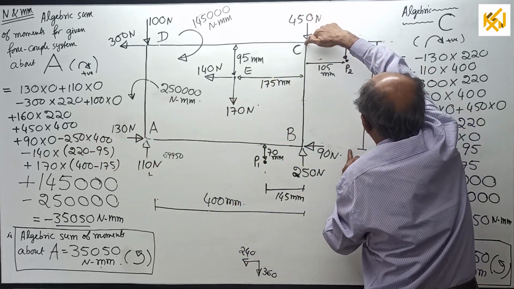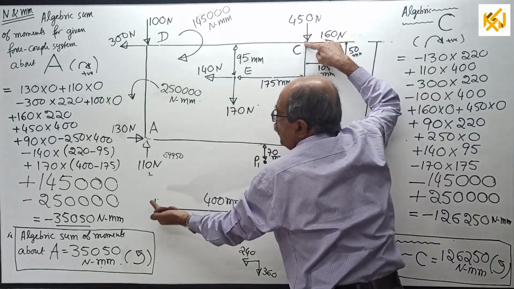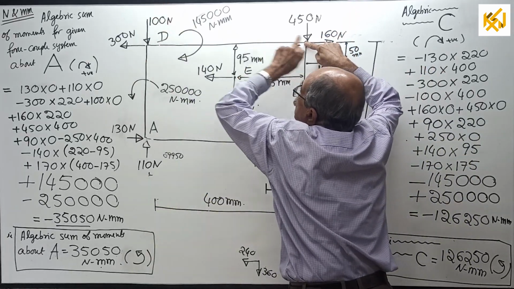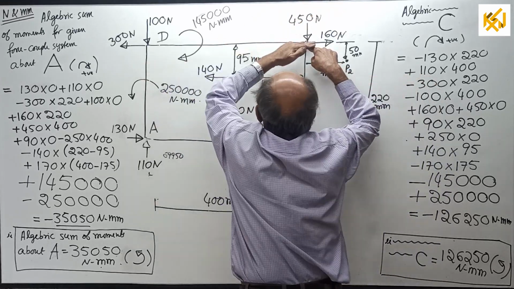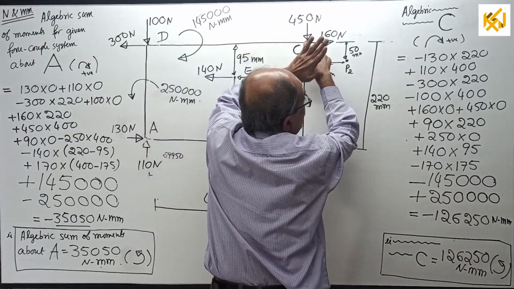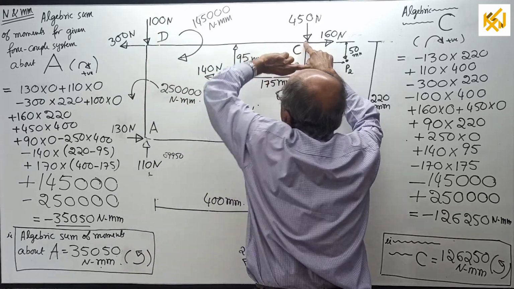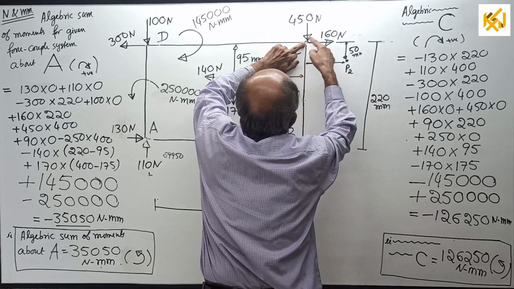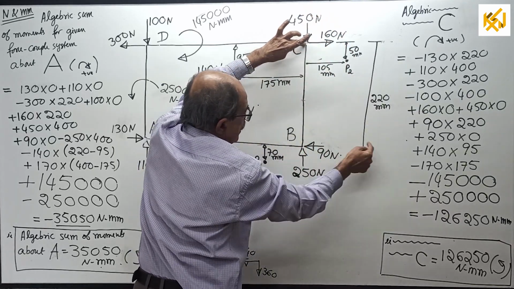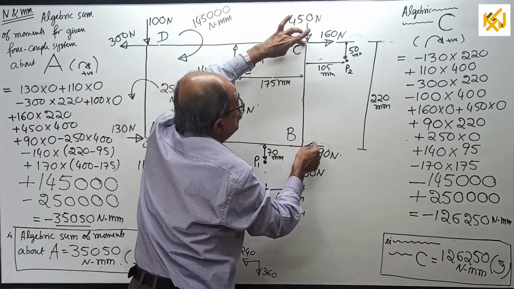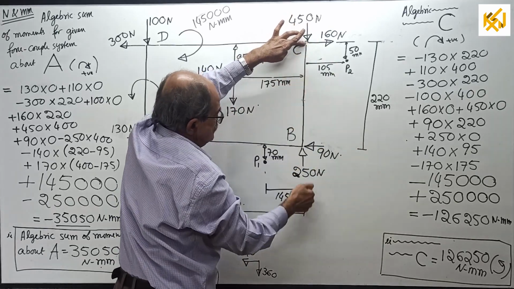130 into 220, anti-clockwise. 110 into 400, clockwise. 300 will pass here, into 0. 100 into 400, anti-clockwise. 160 into 0, 450 into 0. 90 into 220, clockwise, moment about this point.